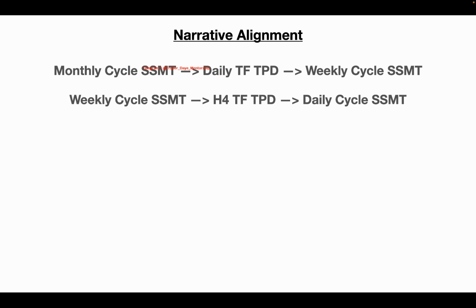But to add on to that for extra confirmation on narrative and how to know if you're in the correct direction: for a daily time frame TPD, you want to have a monthly cycle SMT on top of that. So if you have a monthly cycle SMT and then a daily time frame TPD with a weekly cycle SMT, there's a high chance you will be alongside order flow. If you have a weekly cycle SMT and then a 4-hour time frame TPD on top of that, with a daily cycle SMT, then there is a high probability that you are in the correct order flow.